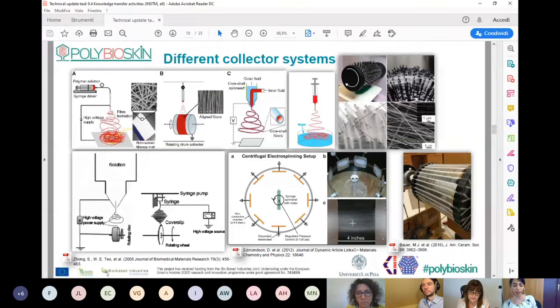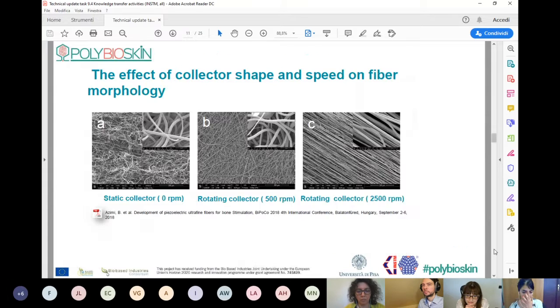Here you can see some different collector systems that different researchers are using to produce different fibers, like a static collector to produce randomly oriented fibers, and rotating collectors in the form of a cylinder or disc to produce aligned fiber. And also with this method, we are able to produce hollow fiber or coarser fiber. As you can see in this figure, we can also collect the fibers in a water bath. And here you can see some specific collectors that different research groups use to produce electrospun fiber.